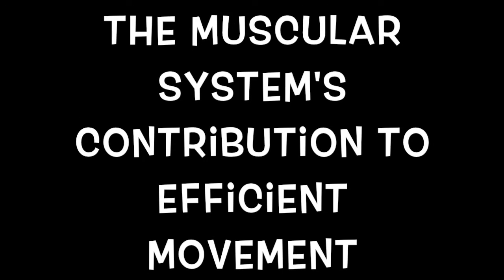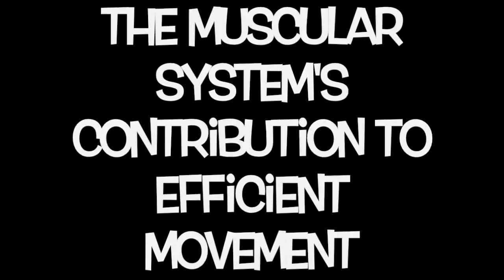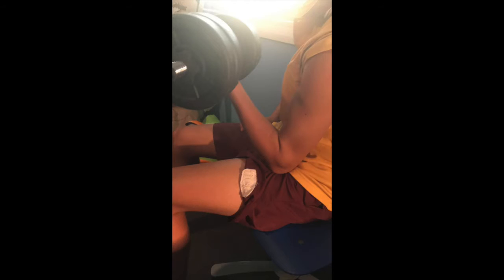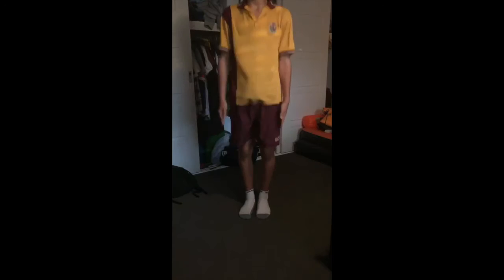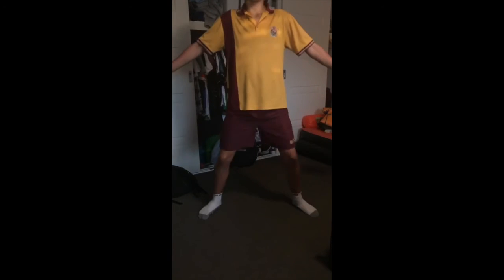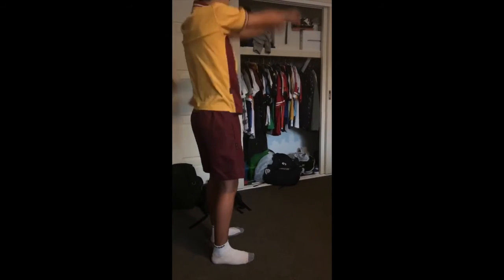The muscular system's contribution to efficient movement. Flexion is bending or decreasing the angle at a joint such as the knee, hip, shoulder, elbow, and wrists. Extension is straightening or increasing the angle at a joint such as the shoulder, elbow, and wrist. Adduction is moving a body part towards the center or midline, such as the arm and leg. Abduction is the opposite.